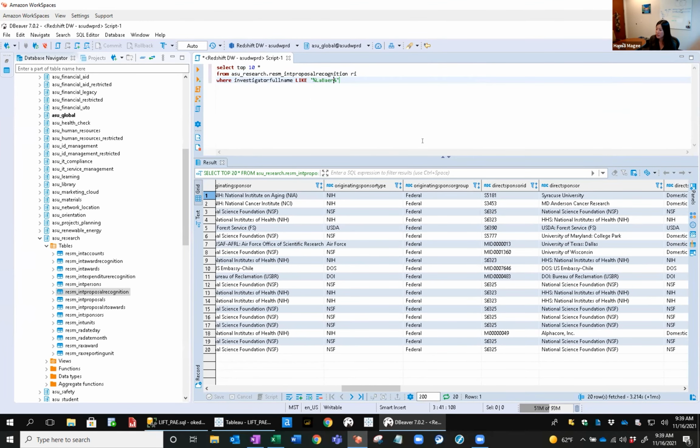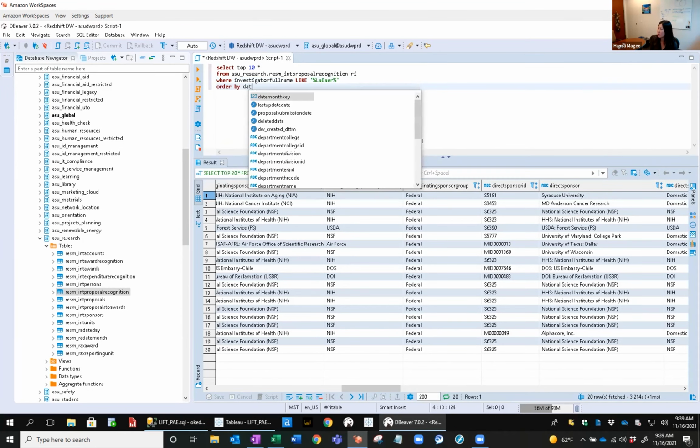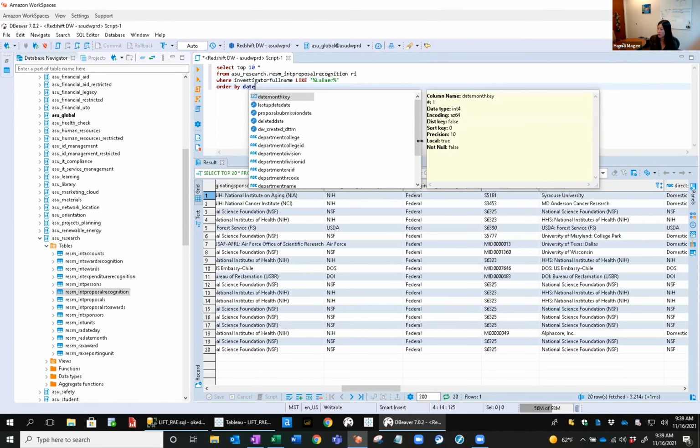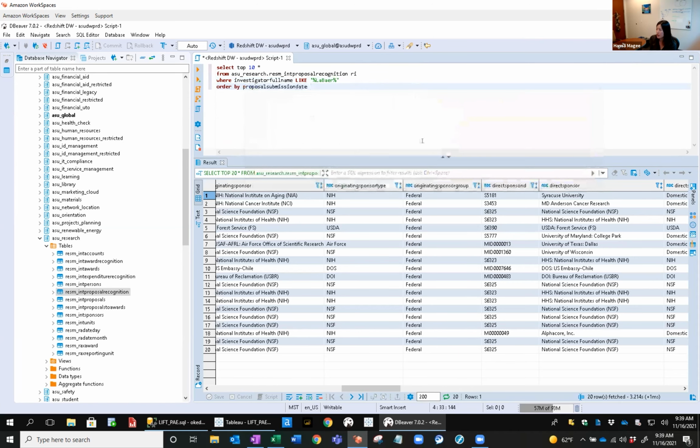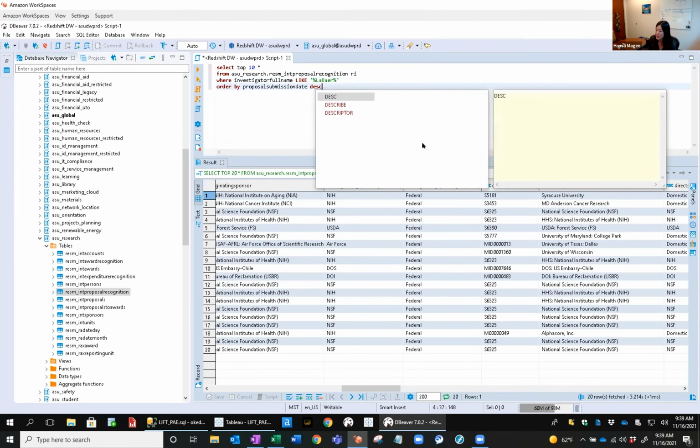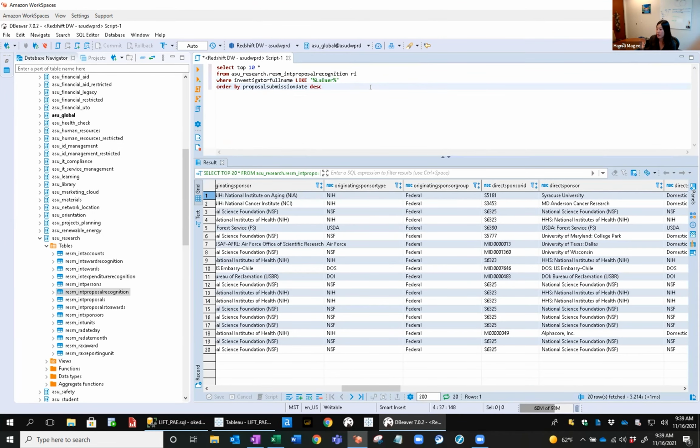So that is truly the difference: each proposal will show up only one time in proposals, but that proposal will show up as many times as there are investigators in the proposal recognition table, and then you're going to have to sum up the amount to equal that 100% recognition. And it's the same type of logic for award and award recognition. As you're starting out with this database, I would recommend just staying with the proposals, awards, and expenditure tables. And then as you get a little more comfortable, start playing with some of the other ones.